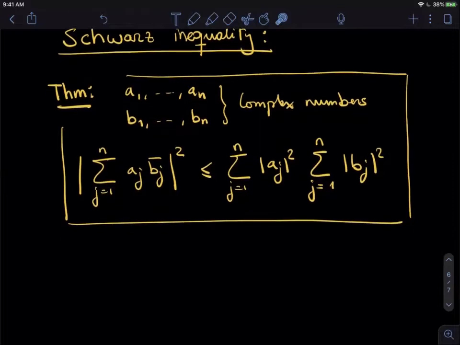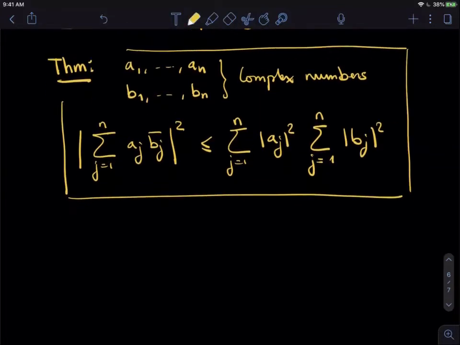Then what we have is that the sum of these pairs, a1 with b1, an with bn, keep in mind we need to conjugate the b, otherwise this is not going to work. And then square the whole thing is less or equal than the sum of the squares of the modulus of the a's times the sum of the squares of the moduli of the b's. And that's the Schwarz inequality.